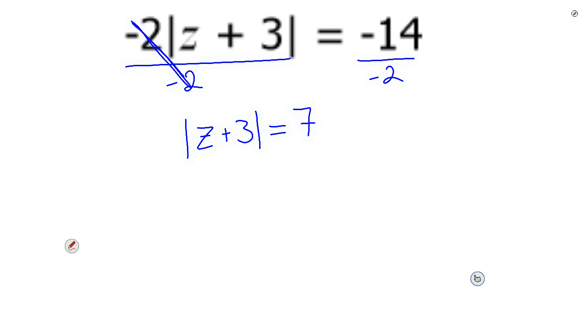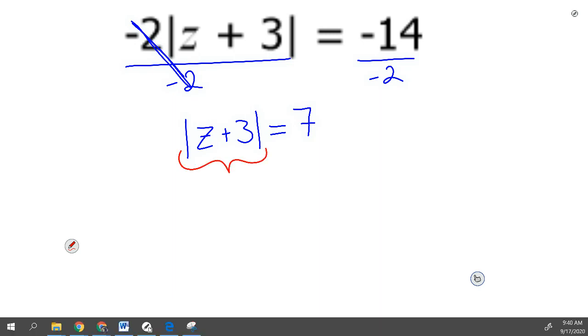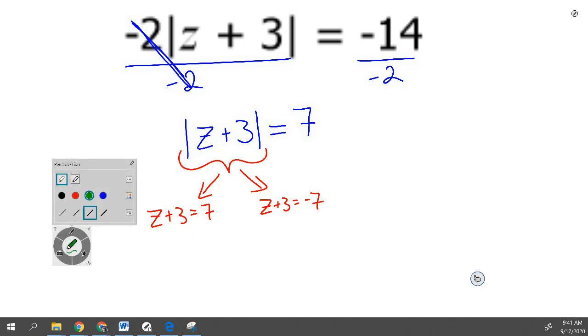And then finishing this one is a little more interesting, right? Because we need to take what's inside here, and we need to say, hey, what if the insides, z plus 3, was equal to 7? So just the normal one, exactly what was there, right? And then the other one says, well, what if z plus 3 was equal to negative 7? Because that would also give us a solution, right? So we have to find both of those. To find both of those, we will need to solve these equations now.